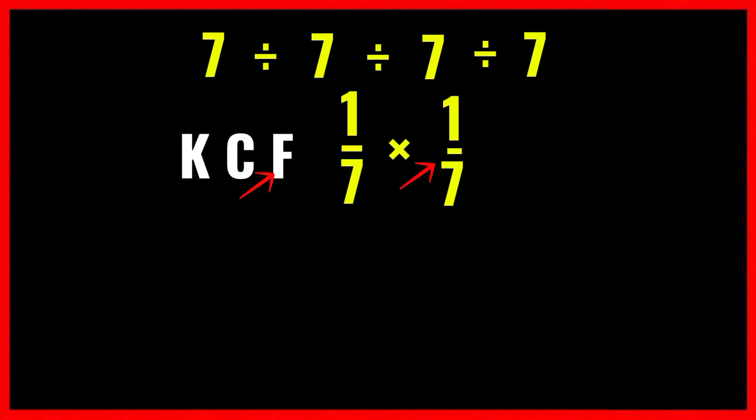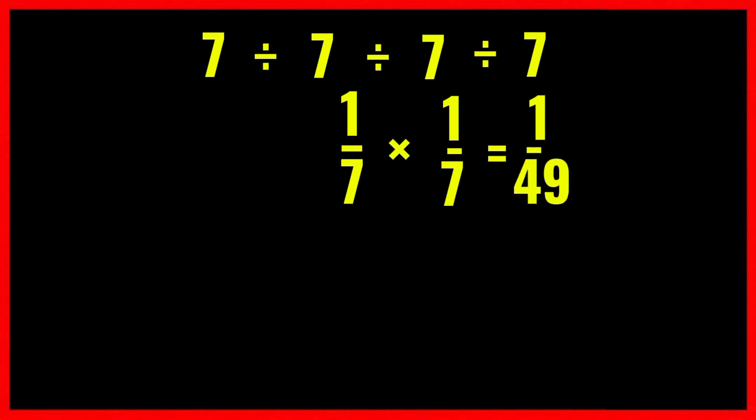Now we have 1 over 7 multiplied by 1 over 7. Multiply the numerators together. 1 times 1 equals 1. Multiply the denominators together. 7 times 7 equals 49. So the final answer is 1 over 49.